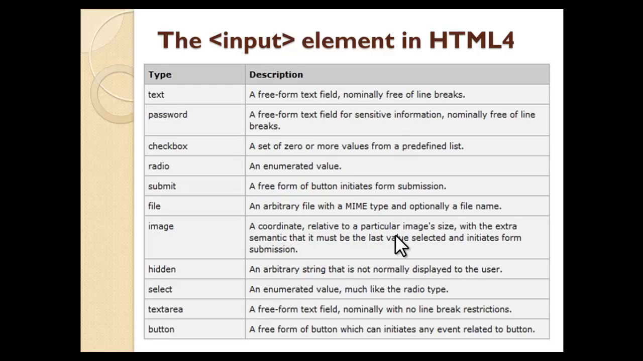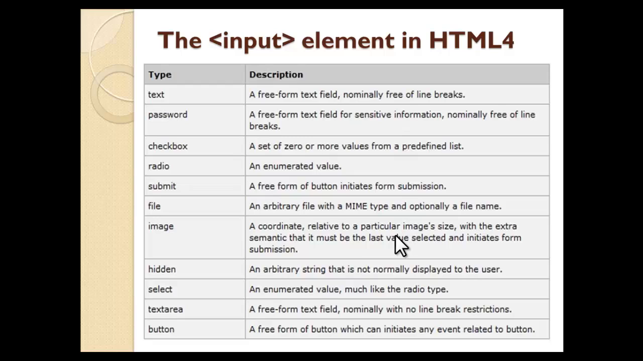Radio is an enumerated value. Submit is a free form of button that initiates form submission. File is an arbitrary file with a MIME type and optionally a file name. Image is a coordinate relative to a particular image's size, with the extra semantic that it must be the last value selected and initiates form submission. Hidden type is an arbitrary string that is not normally displayed to the user. It means we have a field but we don't want it shown on the screen, so we write type equals to hidden.